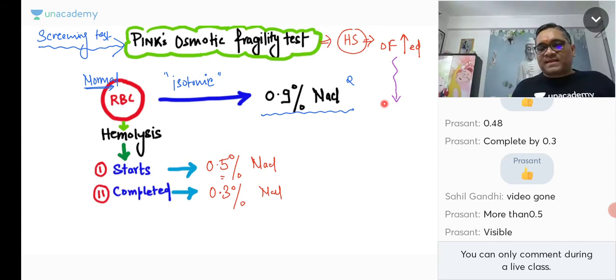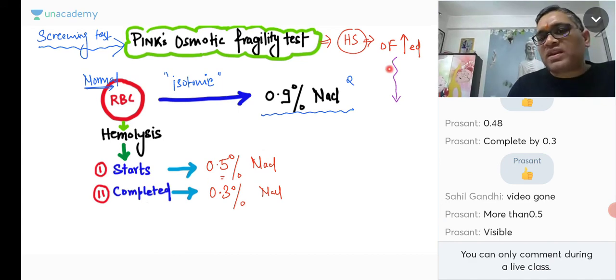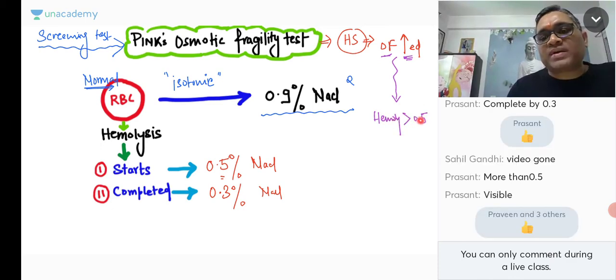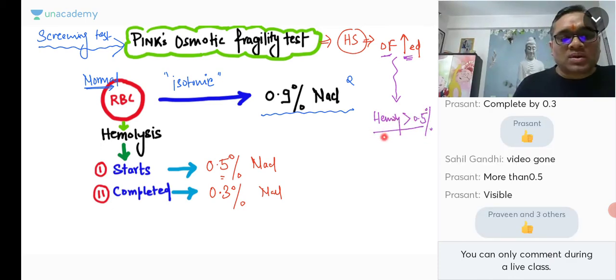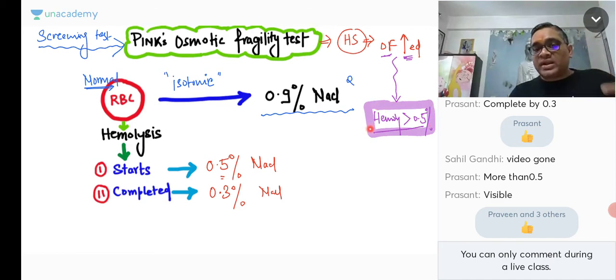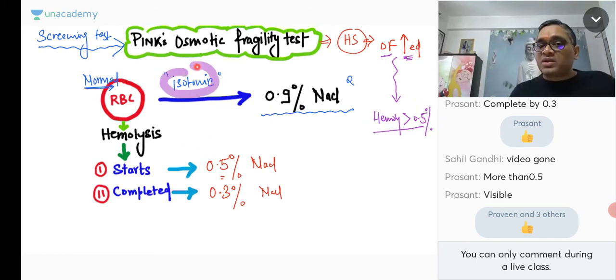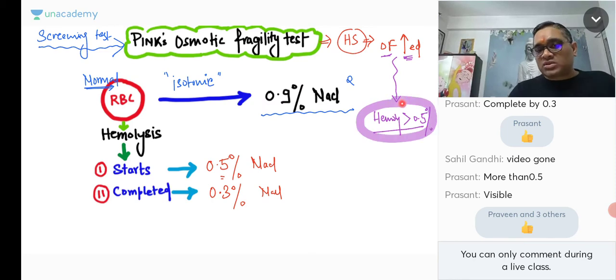Okay, fine. So I was telling you why osmotic fragility is increased. When you say osmotic fragility is increased, it means you find hemolysis occurring at more than 0.5% of NaCl, which you will see in this case. So in hereditary spherocytosis, hemolysis is increased. It will be at more than 0.5% NaCl, meaning 0.6, 0.7, 0.8 and even at 0.9%. Even at the normal isotonic value, if they are getting hemolysis, it means osmotic fragility is increased.